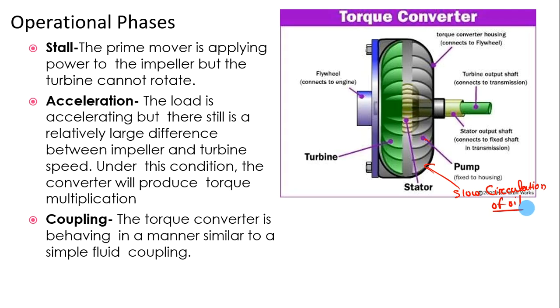As the engine drives it, this slow circulation of oil is not sufficient to move the turbine. Obviously, from this slow circulation you need to produce an oil jet, like a water jet, to rotate the turbine. In the same way, here the oil jet formation does not happen.